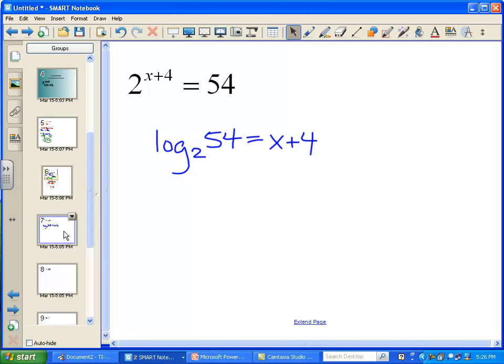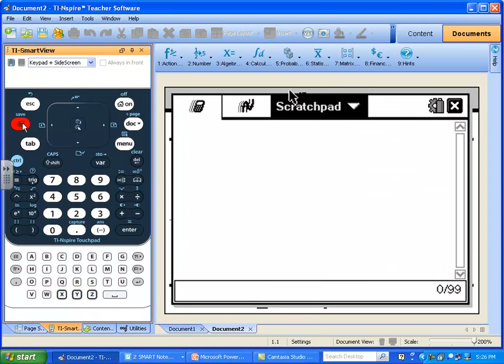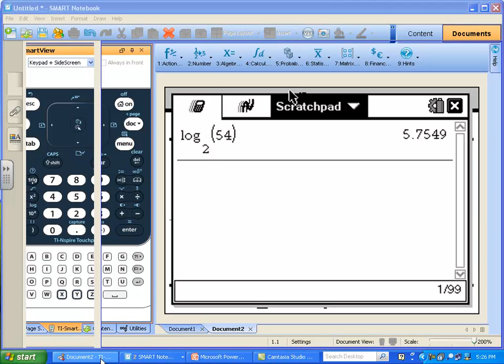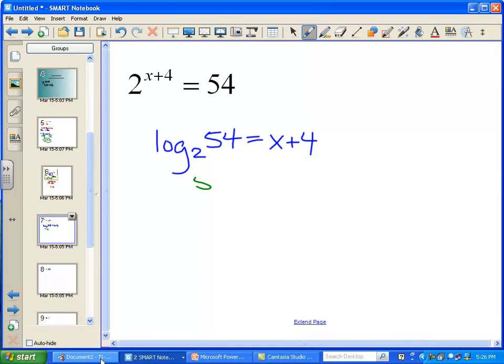Okay, so I've got this equation that I can solve, which I'm going to need a calculator here to figure out the value of that log. So I'm going to use the TI Inspire. We'll go to the scratch pad and let's just put in log base 2 of 54. And so I get 5.75. Let's call it 5.75, and we're going to go ahead and use 2 digits. We'll round to two decimal places here, and we'll say that 5.75 is equal to x plus 4.